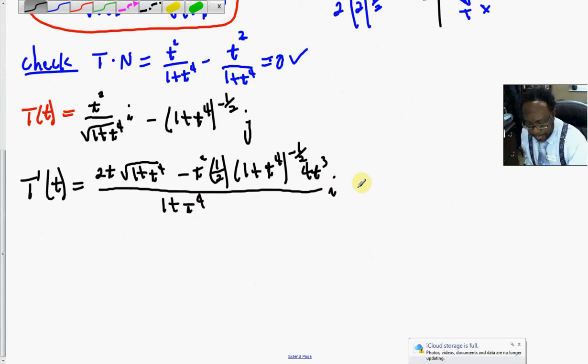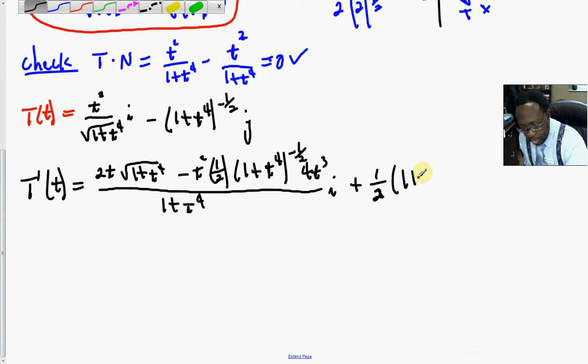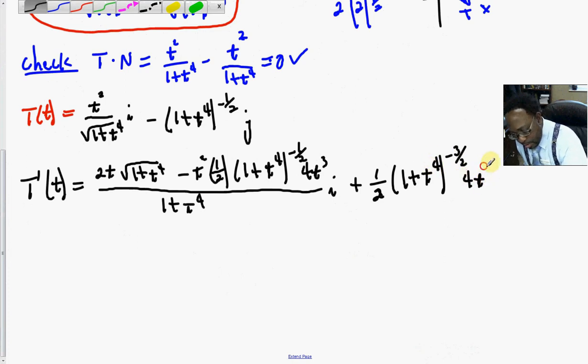This is all i. And then take the derivative of the j position, so this is plus 1/2 times 1 plus t to the 4th to the power of negative 1/2 minus 1, so we get negative 3/2, times the derivative of the inside, 4t to the 3rd, all times j. Let's clean that up.